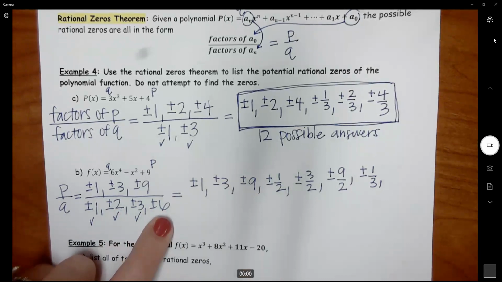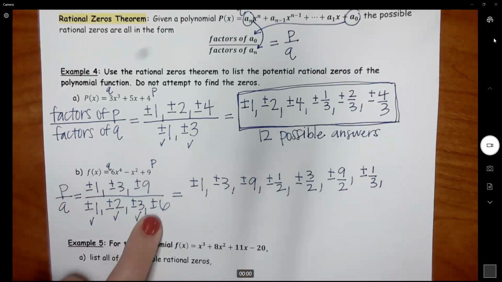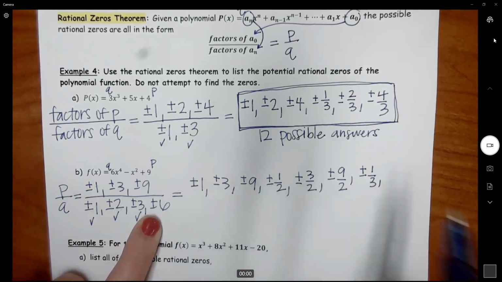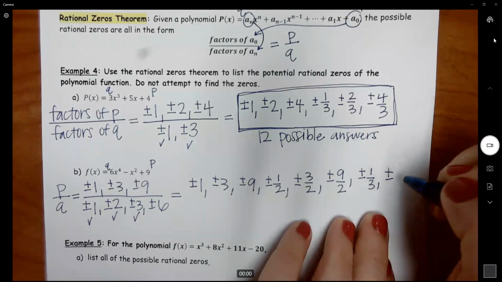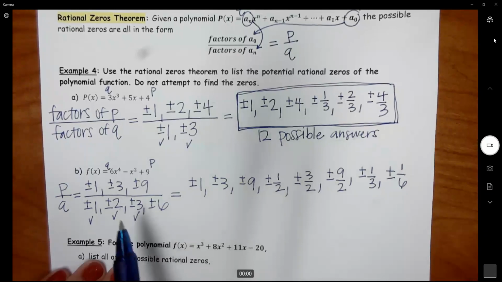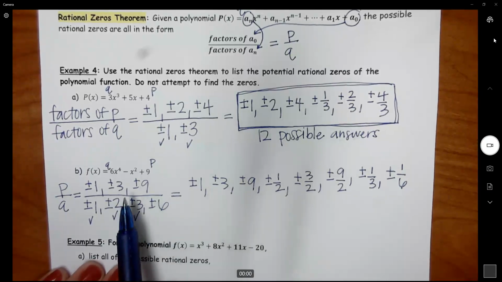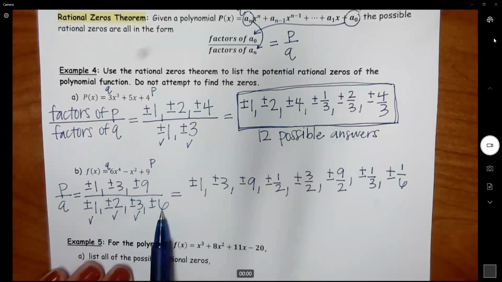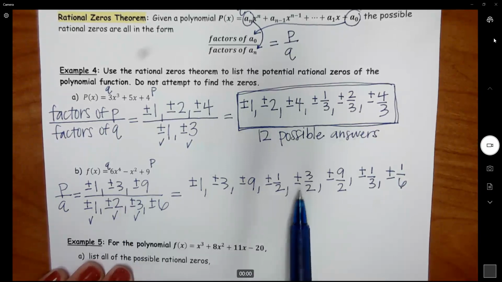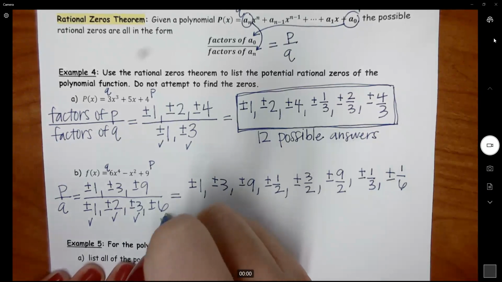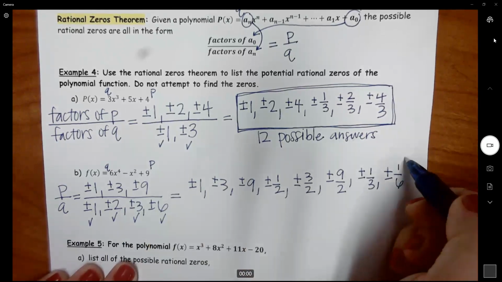Be careful with 6 because the same thing happens. 1 divided by 6 is 1/6, and I don't have that yet. 3 divided by 6 is 1/2. I have that. And 9 divided by 6 is 3/2, which I have as well. So I only added 1 more from my 6 as well.